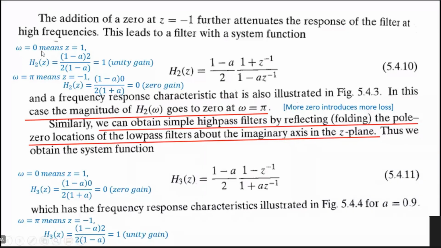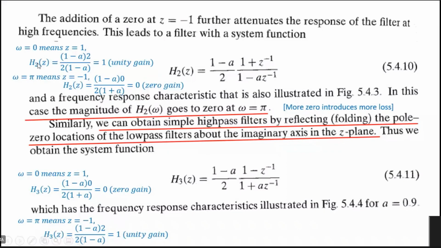Omega is equal to 0 means z is equal to 1. So we put z is equal to 1. It becomes 1 minus a into (1 plus 1), that is 2, by 2, divided by 1 minus a. So it is equal to 1. So unity gain is there at low frequency, omega is equal to 0, because it is a low pass filter.